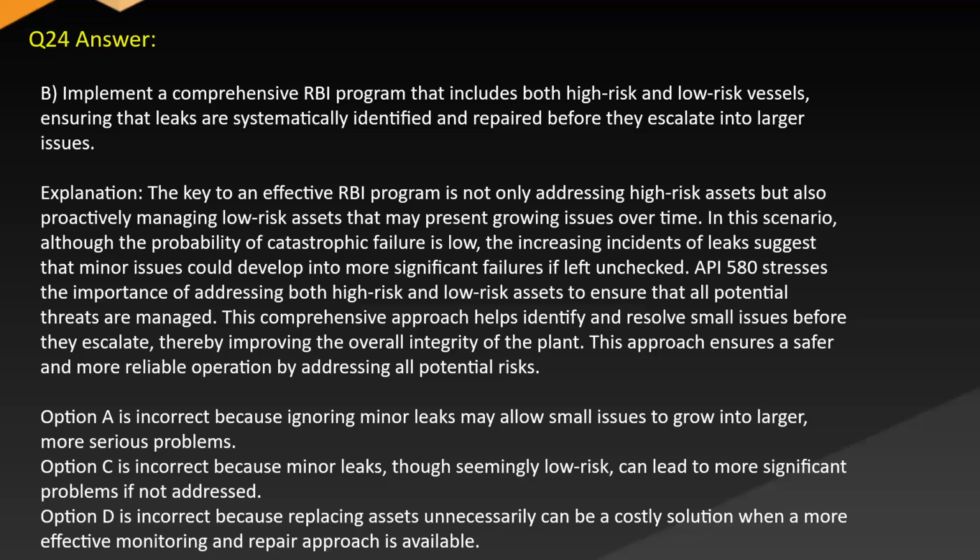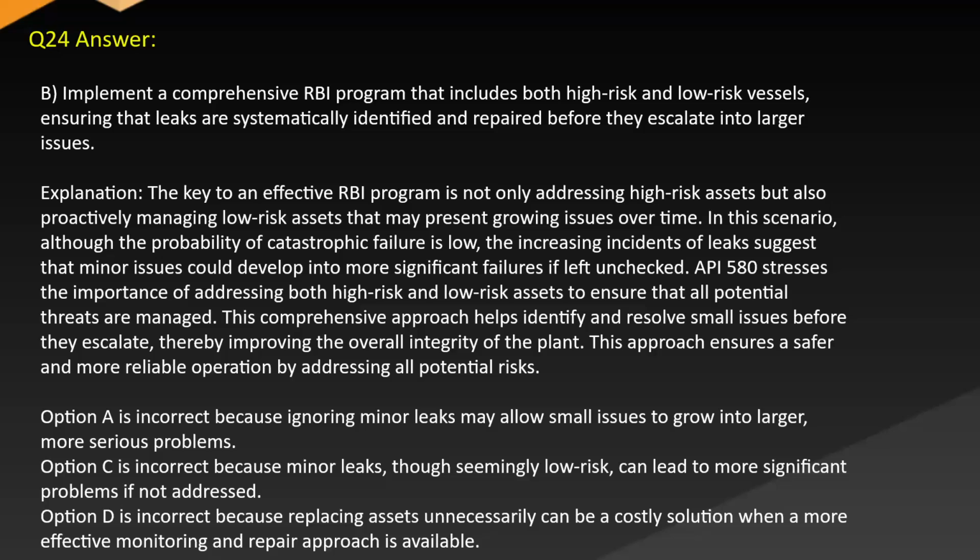API 580 stresses the importance of addressing both high-risk and low-risk assets to ensure that all potential threats are managed. This comprehensive approach helps identify and resolve small issues before they escalate, thereby improving the overall integrity of the plant. This approach ensures a safer and more reliable operation by addressing all potential risks. Option A is incorrect because ignoring minor leaks may allow small issues to grow into larger, more serious problems. Option C is incorrect because minor leaks, though seemingly low risk, can lead to more significant problems if not addressed.